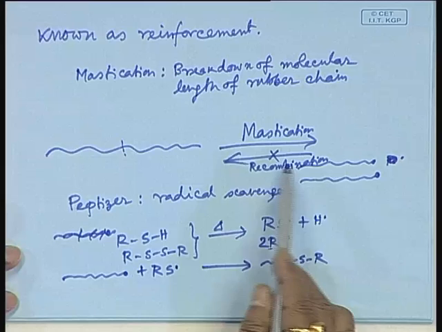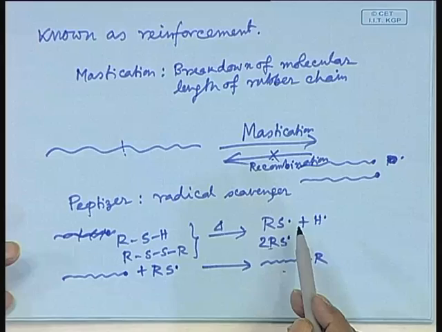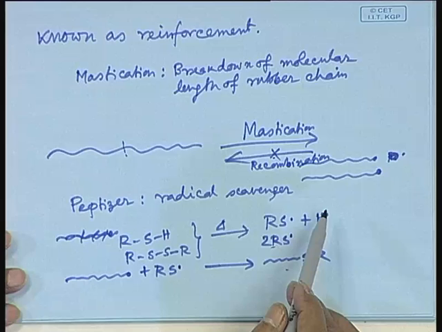So peptization occurs. In real compounding, in an internal mixer, if you use a peptizer, this mastication step can be completed within 3 minutes. Whereas if you do not use a peptizer, it may linger up to 5 to 6 minutes in one batch. So there are an additional 3 or 4 minutes of running such a huge machine with a huge motor. You can understand the amount of power required for that length of time.